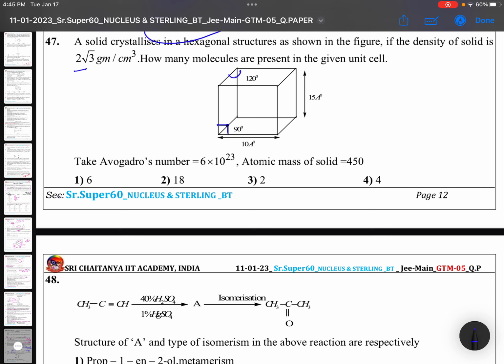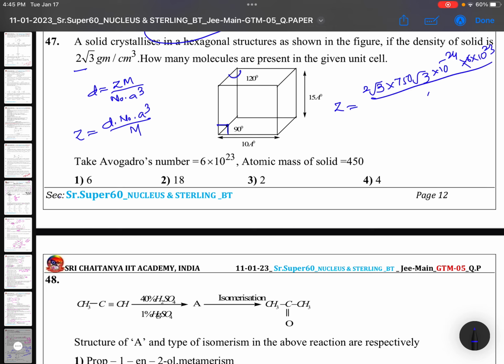Now d is equal to Zm by N naught a Q. So Z is equal to d N naught a Q by M. So Z is equal to 2 root 3 into 750 root 3 into 10 to the power of minus 24 into 6 into 10 to the power of 23, Avogadro's number, divided by 450. So it is equal to 6. Fine. Lengthy question.